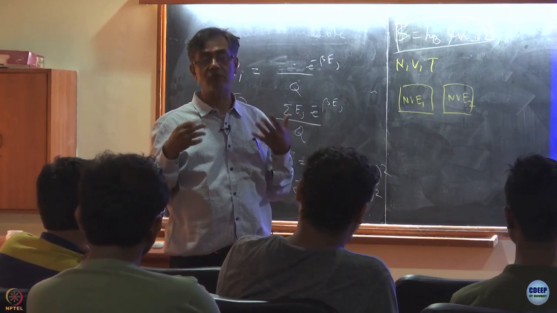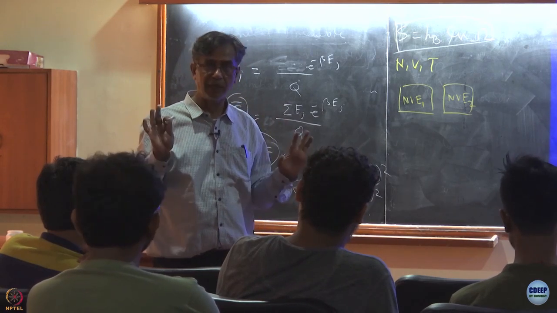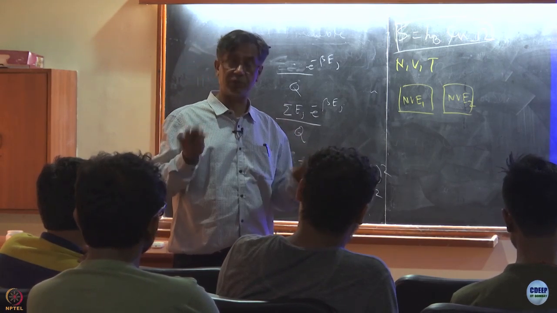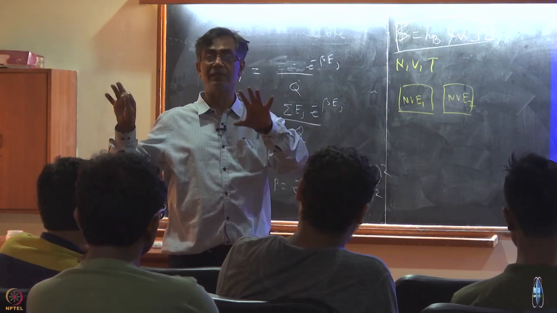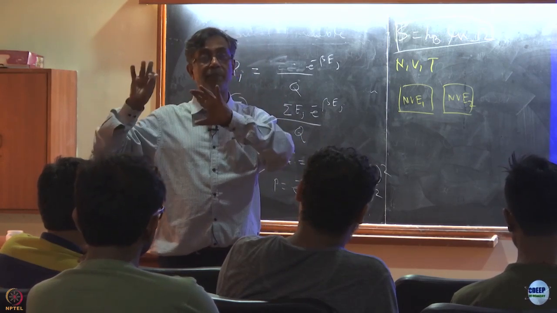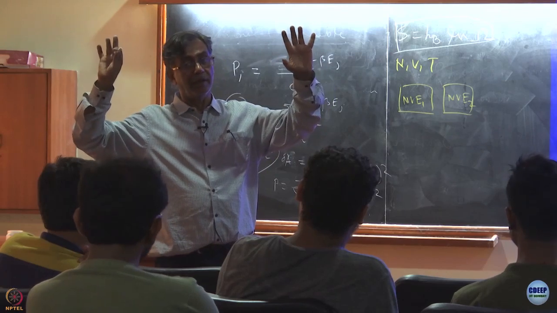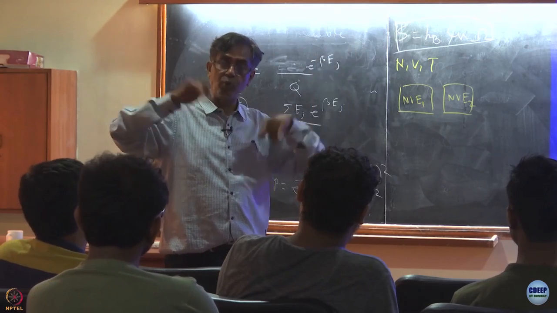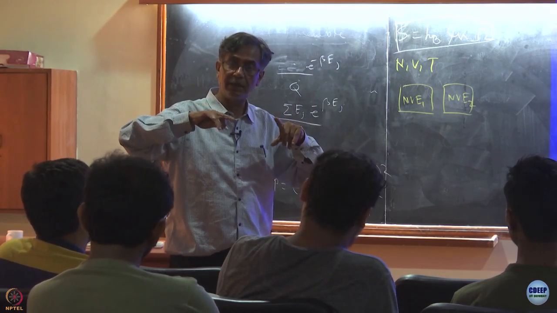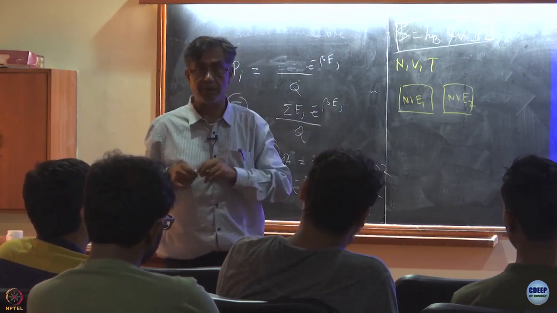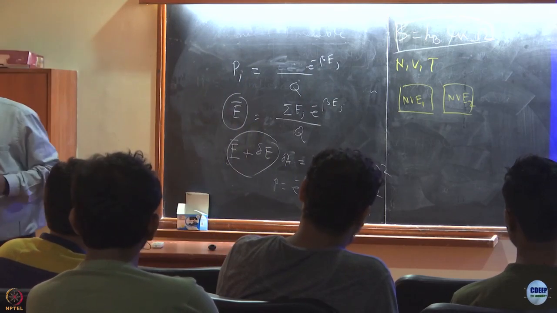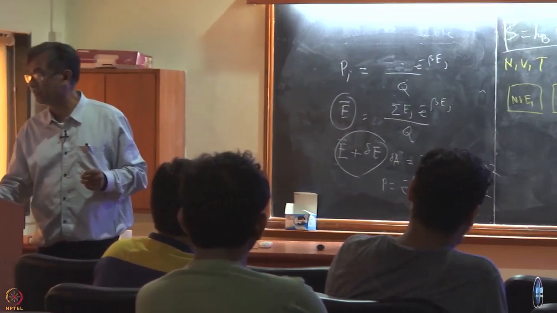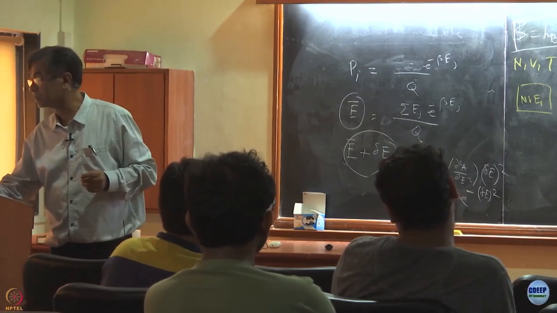Then I can construct the omega now, and that omega has the constraint of total number of systems and total energy, because I have a microcanonical. A microcanonical has constant energy and constant N. Now I put those constraints by using Lagrangian multipliers, and I get that out. Okay, that is the whole game that Gibbs played.